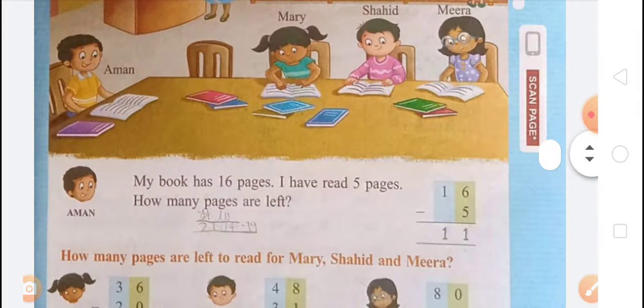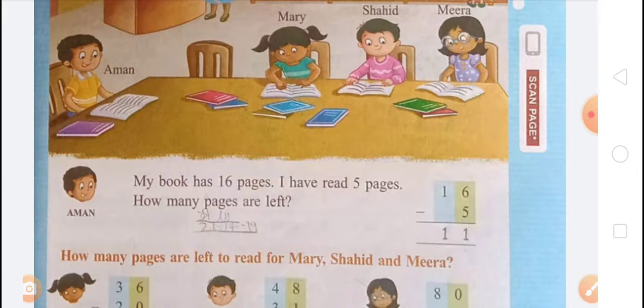Aman's book has 16 pages. I have read 5 pages. How many pages are left? Aman's book has 16 pages and he has read 5 pages. How many pages are left? So the total number of pages is 16, and Aman has read 5 pages. That means 16 minus 5, that is 11.